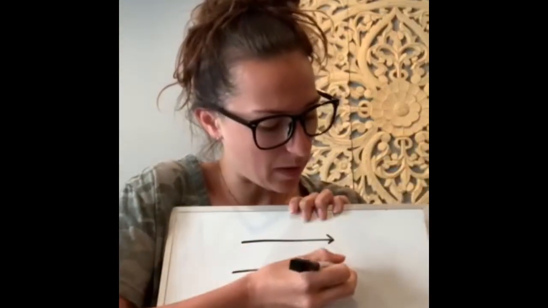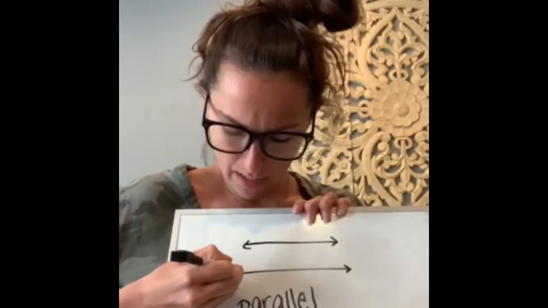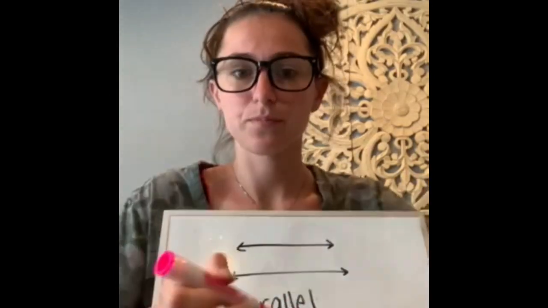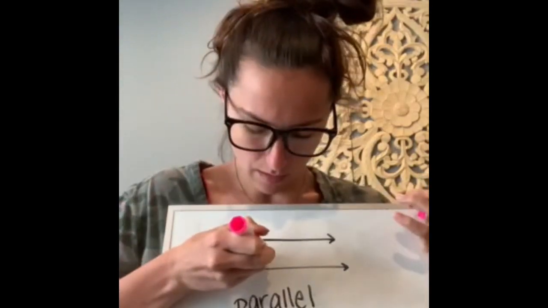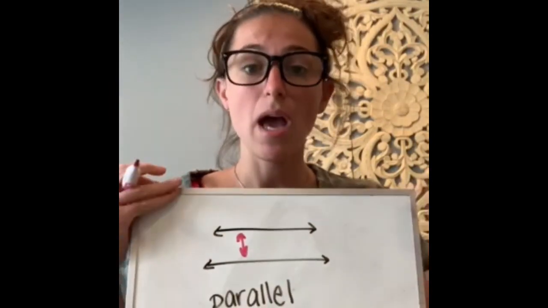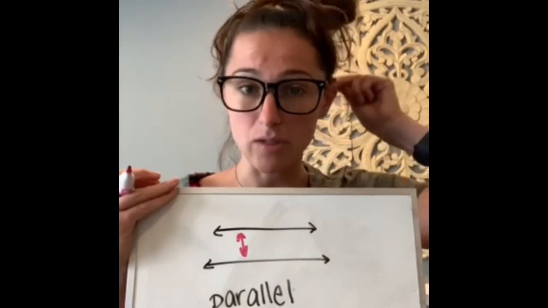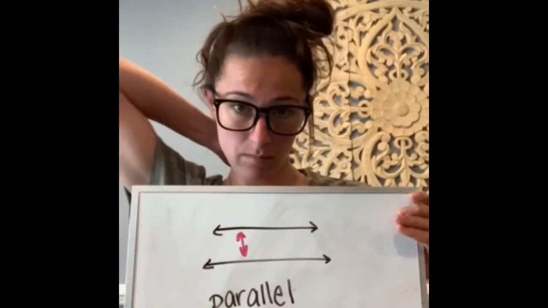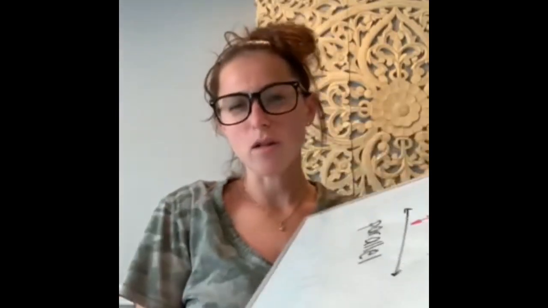So this will keep going and going in both directions, and the space in between these two lines is always going to stay the same, and these lines will never meet, and that's why they are called parallel lines. And I feel like parallel lines are the easiest to identify because they're never ever going to meet.